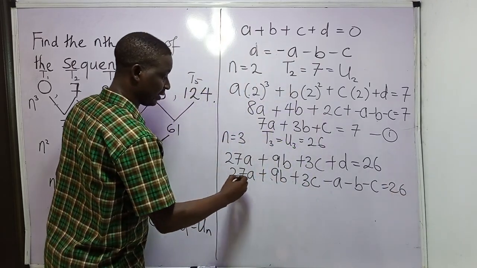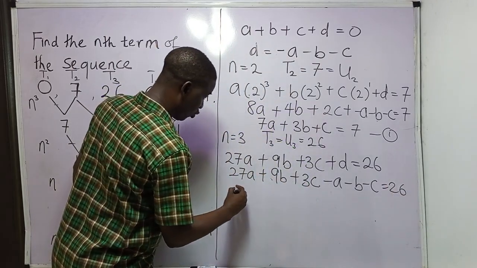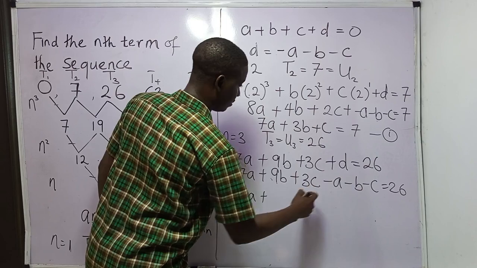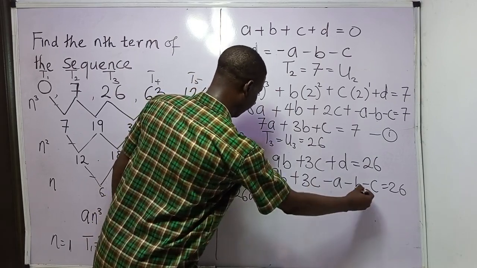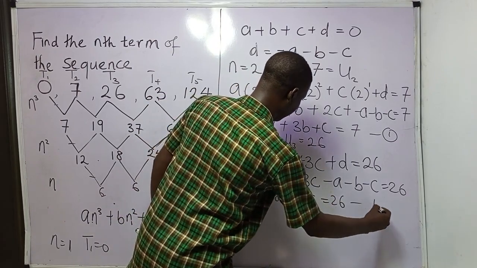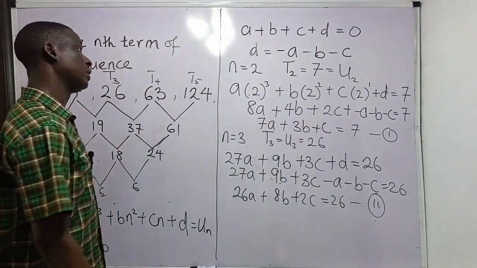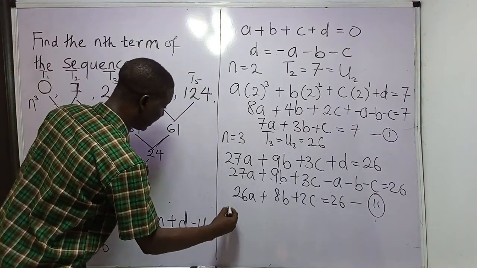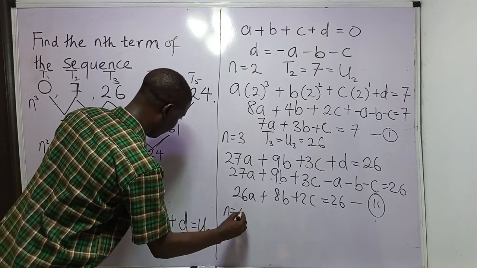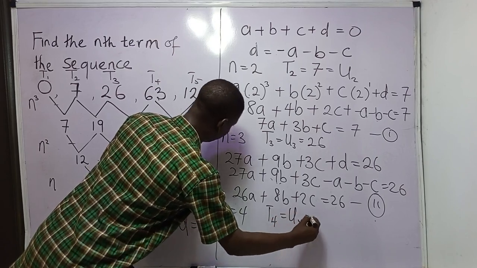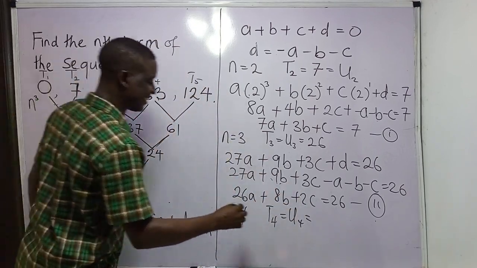So what is our final answer there? We're going to have 26a plus 8b plus 2c equal to 26. So what we are going to do now is take the last one, which is n equals 4. When n is 4, or u4, what is your u4? 63.